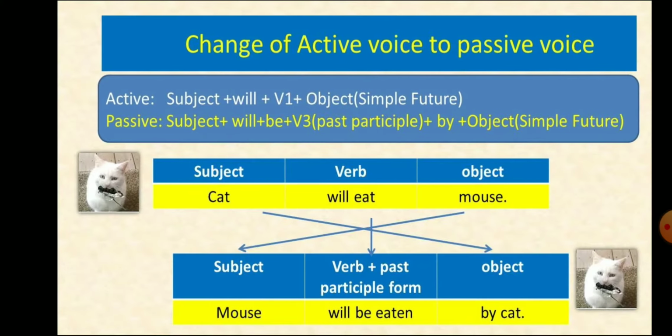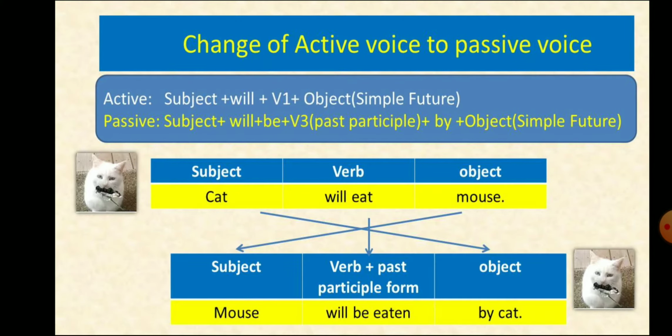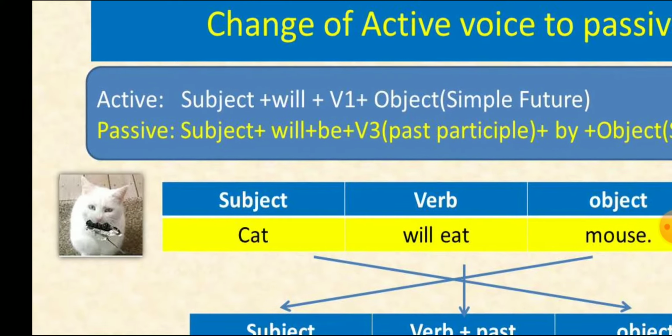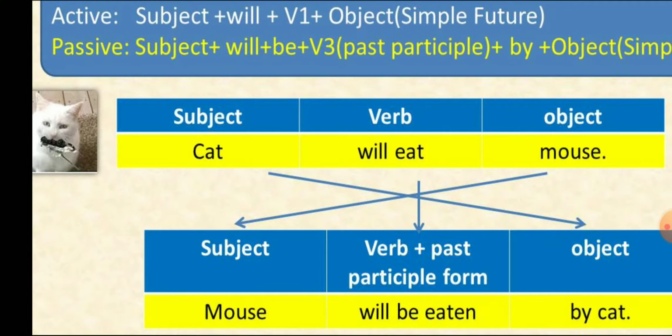Let us see how to change from active to passive for simple future with an example. Cat will eat mouse. Firstly, find the tense. In the given sentence, the tense is future tense. How did I identify it? By seeing the verb. That is, the verb form is will plus v1. So, the structure for simple future in active voice is subject plus will plus v1 plus object. In passive it is subject plus will plus be plus v3 plus by plus object.